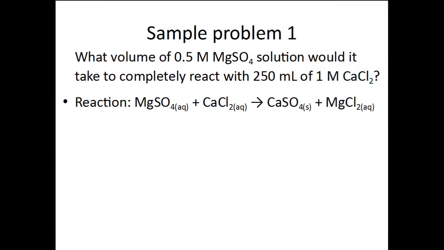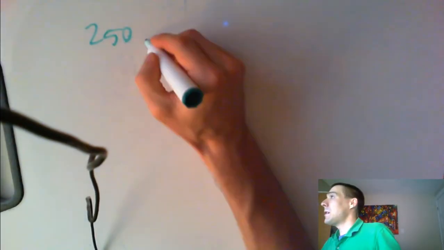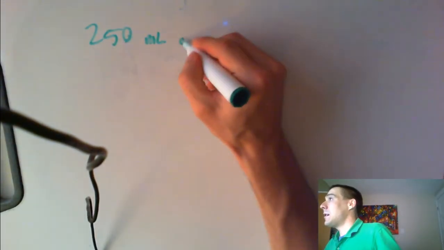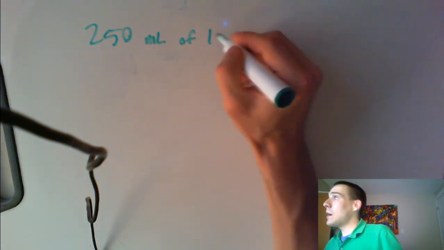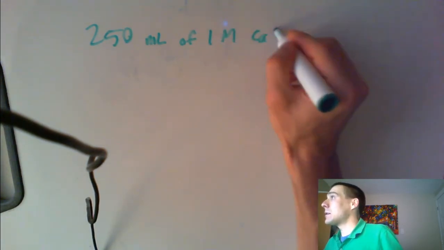Once again, here's our question. What volume of this stuff would it take to completely react with this stuff? And this is our known quantity. Calcium chloride is our known quantity. So let's start with that. We have 250 milliliters of 1 molar calcium chloride.